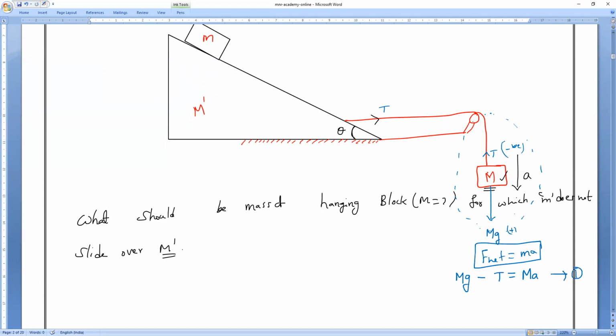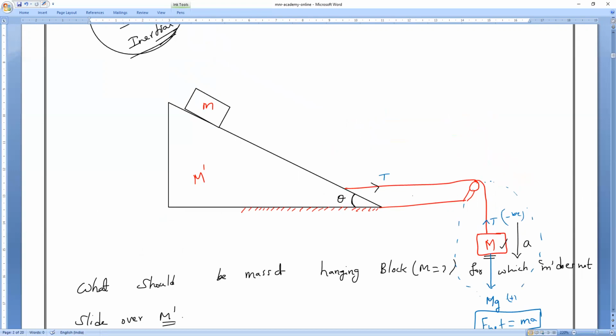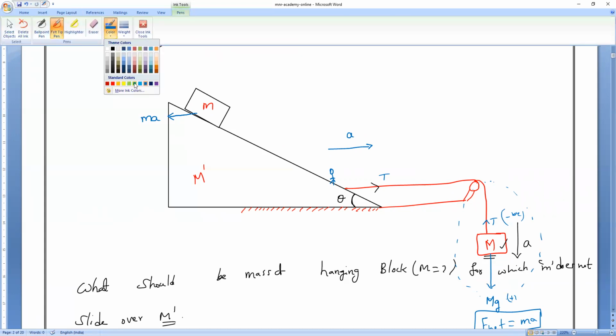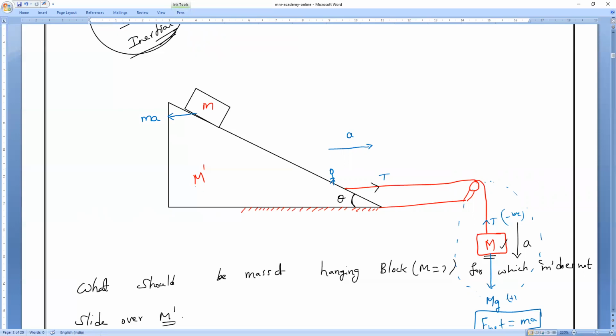Now, as we know, there is the inertial frame of reference and the non-inertial frame of reference. The observer is here in the non-inertial frame. If the inclined surface is moving with acceleration A, then here something will act. What is that? ma. That is called the pseudo force. Clear?